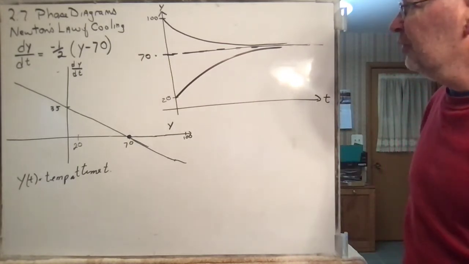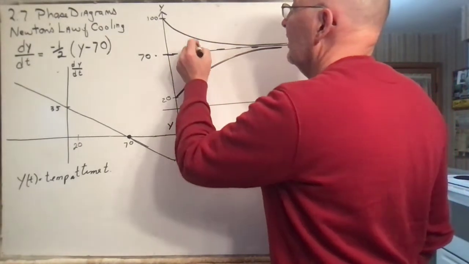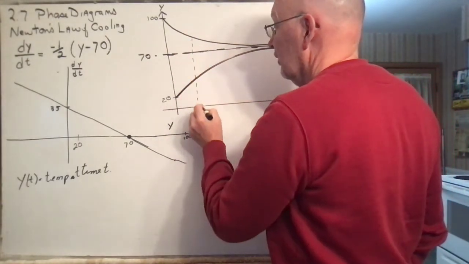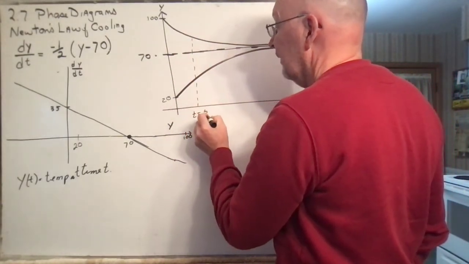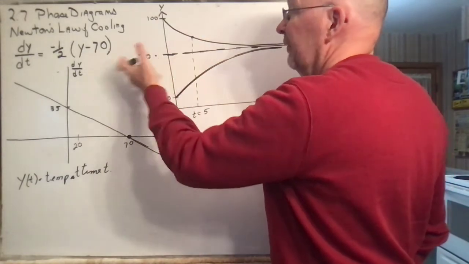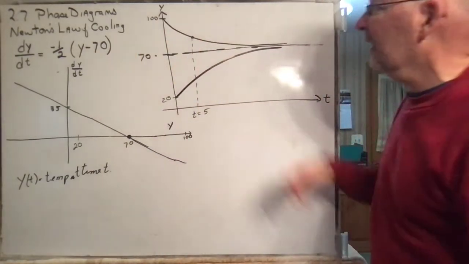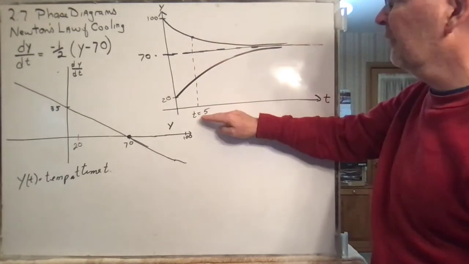Now notice what you don't have. If I wanted to know exactly what the temperature is going to be at time equal to 5, say, there's nothing in this graph that tells me exactly what this value is going to be at time equal to 5.